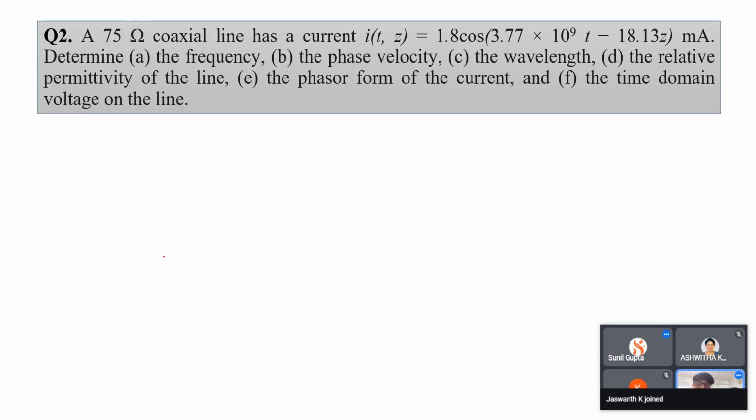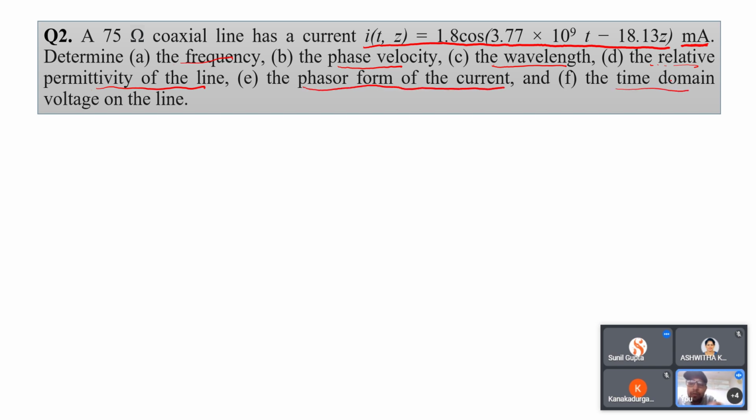So this is the second question we have. A 75 ohm coaxial line has a current of 1.8 cos of omega t minus beta z milliampere. Determine the frequency, phase velocity, wavelength, relative permittivity of the line, the phasor form of the current, and the time domain voltage on the transmission line.